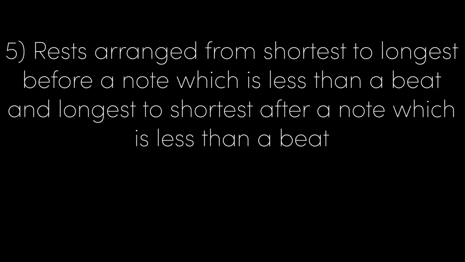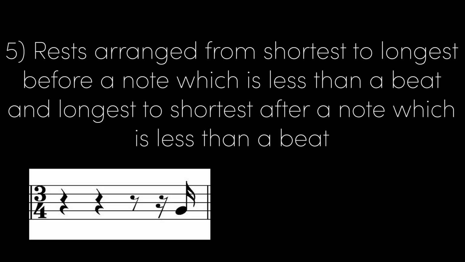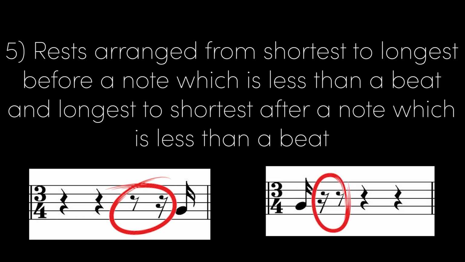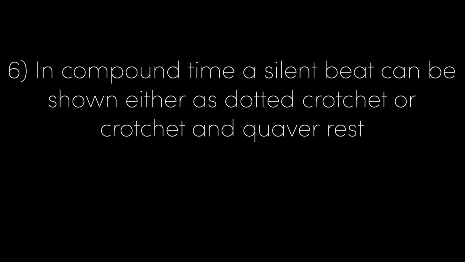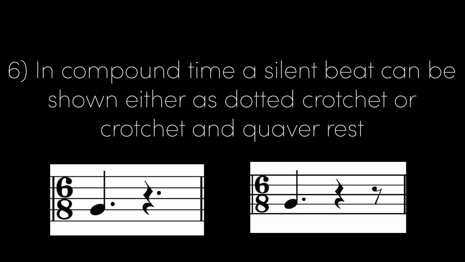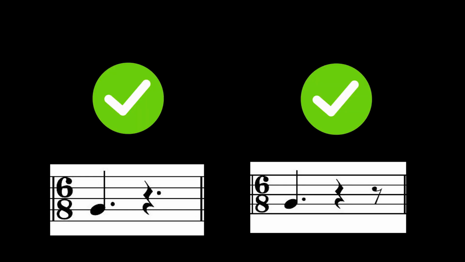Rule 5. When a note's duration only forms part of a beat, arrange the rests from longest to shortest before that note, or shortest to longest if they fall after the note. Rule 6. In compound time, a silent beat can be shown either as a dotted crotchet or a crotchet and a quaver rest. Both of these are actually correct.